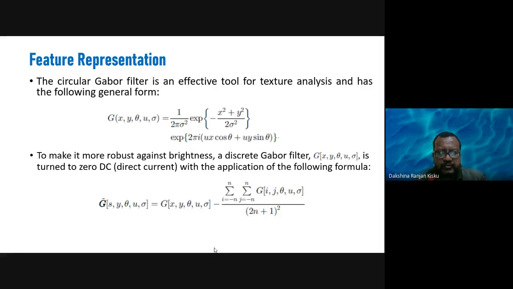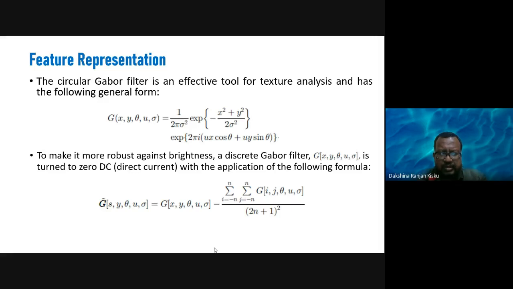In this case we use the circular Gabor filter as a feature extraction tool. It has a form where we can see that five different parameters are used with this Gabor filter function: x, y, theta, u, and sigma. Here x and y are the x coordinate and y coordinate of the image point, theta is the orientation, u represents the frequency, and sigma is the standard deviation. This function is called the circular Gabor filter function, given in the continuous form.